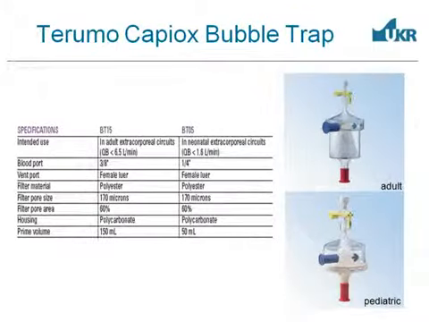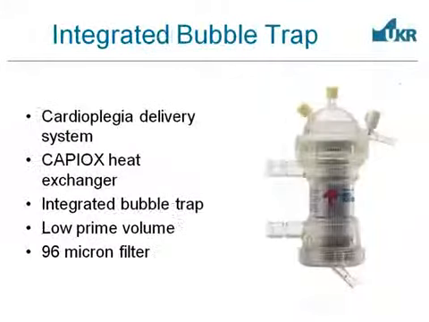Of course, there are all other brands which basically work the same. This is the Terumo Capiox bubble trap, which is also available in a pediatric size with much lower priming volumes, but the pore filters, which play a less important role, at 170 microns, are about the same. And there are also some integrated systems like this one. It's a cardiotomy delivery system with integrated heat exchanger, integrated bubble trap, and the same low priming volume and a micron filter, which is much lower here.